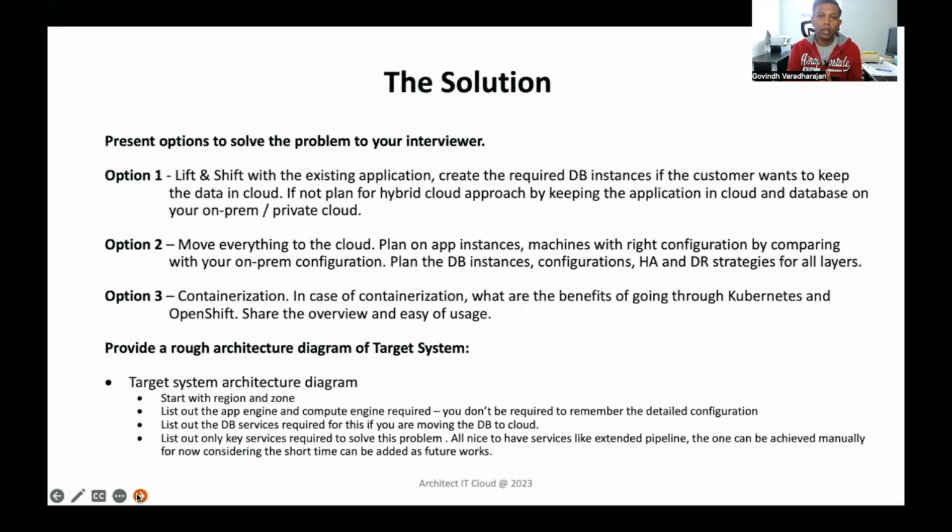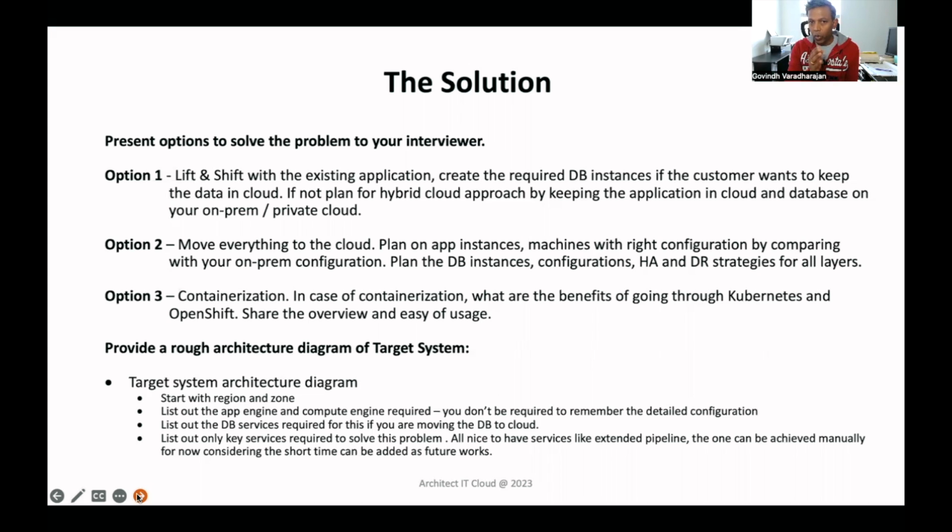And coming to the solution. So this particular problem, right, the auto parts retail company, they wanted to move everything to the cloud. So you can always think about multiple options, as I mentioned while discussing the previous charts. So here also, I wanted to show you guys three options. One is lift and shift.